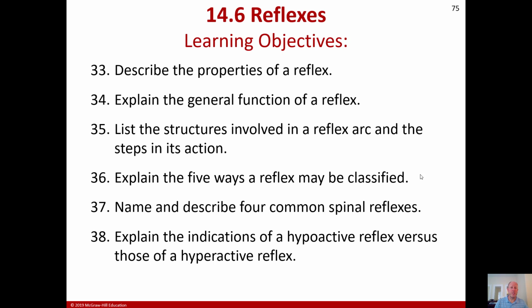All right, now we're going to be talking about section 6 of chapter 14 on the spinal cord with reflexes. For learning objectives for this section, you should be able to describe the properties of a reflex, explain the general function of a reflex, list the structures involved in a reflex arc and the steps in its action, explain the 5 ways a reflex may be classified, name and describe 4 common spinal reflexes, and explain the indications of a hypoactive versus those of a hyperactive reflex.